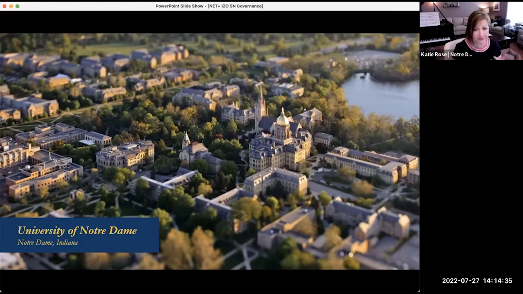So these three levels together have helped make ServiceNow the standard for how IT is managed at Notre Dame, but also for how other service desks, assets, and community coordination are handled as well.